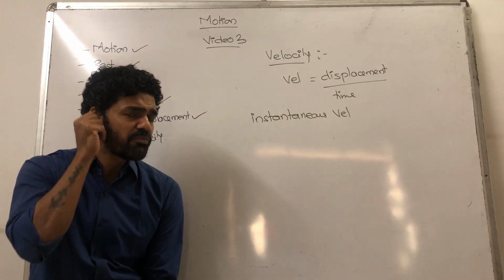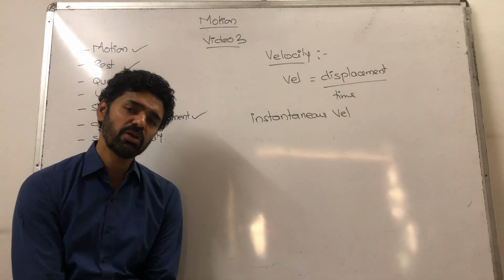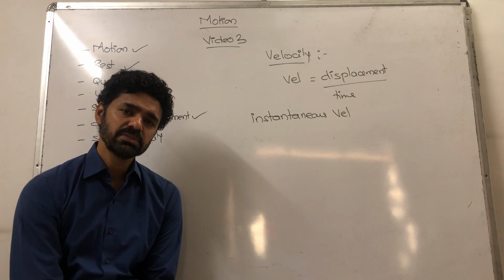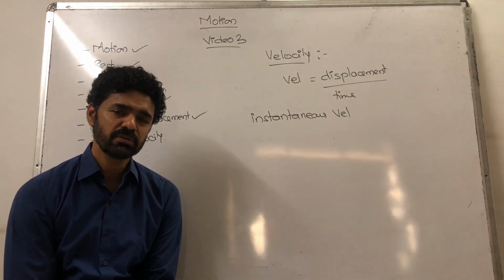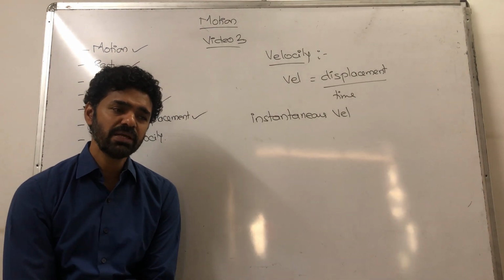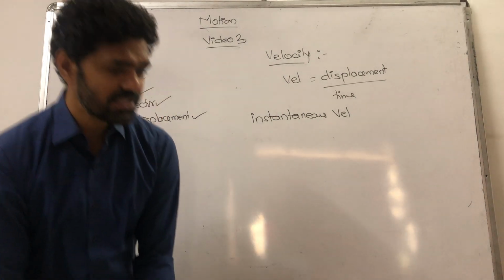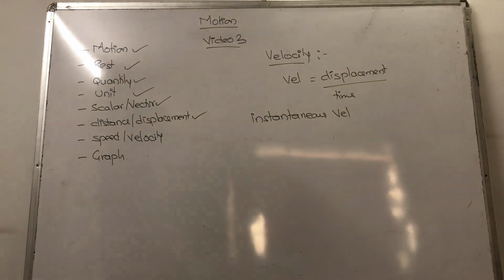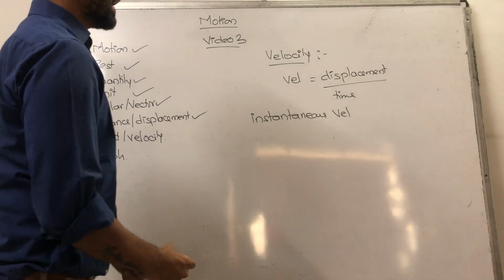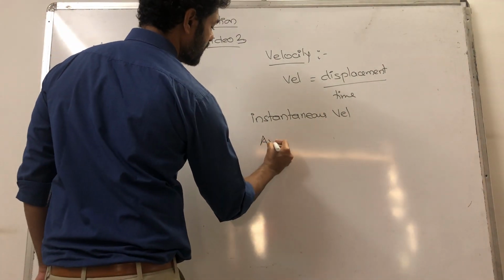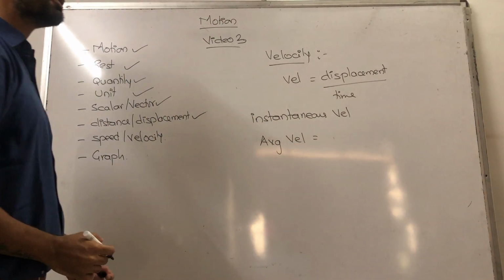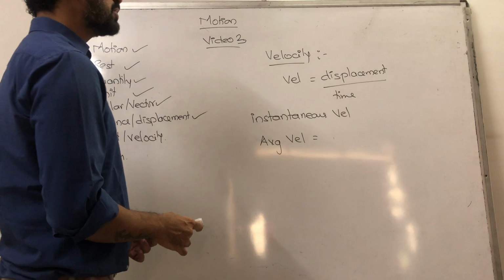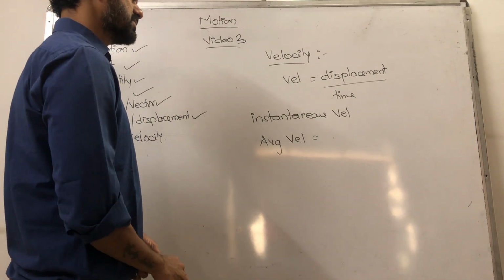Whenever you are calculating velocity for a very short interval of time, the change in displacement for a very short interval of time, that velocity would be instantaneous velocity. And average velocity? Average velocity would be total displacement by total time taken.